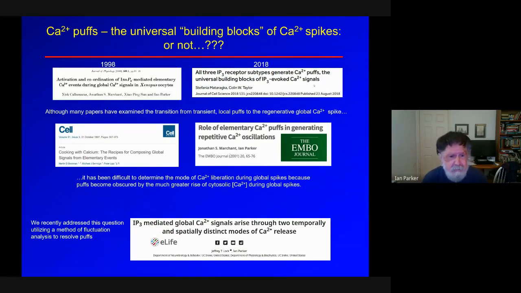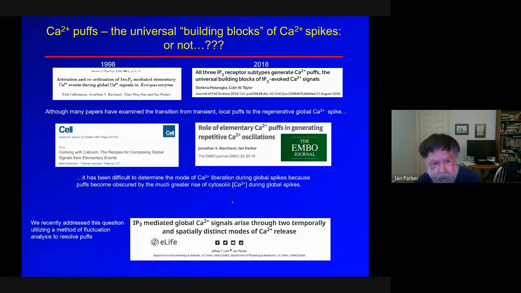But although there've been many papers that have looked at the transition from puffs to the global spike, how puffs may trigger a global response, it's actually been difficult to figure out what's going on during the global spike itself. Is it really the summated activity of numerous puffs? And the problem there is simply that during the global rise, calcium levels rise high, the fluorescent signal goes high. It becomes difficult to resolve individual puffs, what individual puff sites are doing.